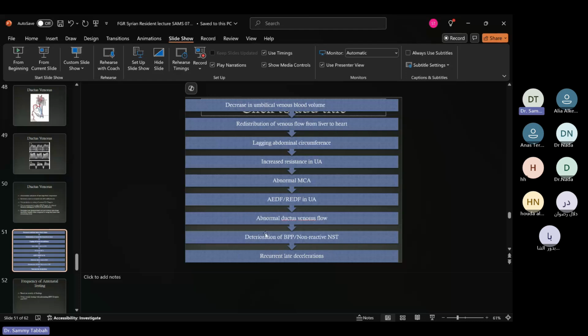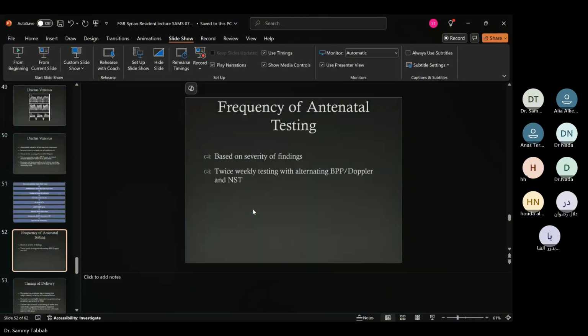Ideally, delivery happens up here before you start seeing changes in this category. So like I said earlier, the frequency of testing of fetal well-being is based on the severity of growth restriction. Most of the time, we recommend doing twice a week testing, and that helps to ensure fetal well-being throughout the week.